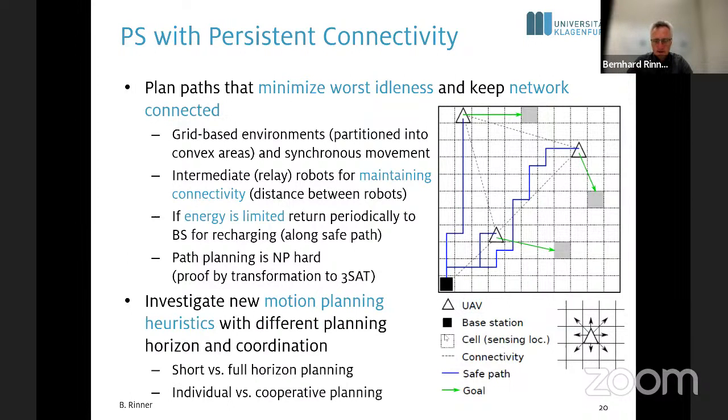What we did is we investigated different motion planning heuristics, depending on how far we looked into the future: we just looked at short periods of time and planned for the short period of time, or we looked at the entire mission into the future. That is then referred to as full horizon planning. And then there's naturally also a distinction whether we look at heuristics for individual drones or cooperative planning, where the drones inform others about their movement and the others react appropriately. Because when you do not support cooperation here, maintaining the connectivity is difficult to achieve.